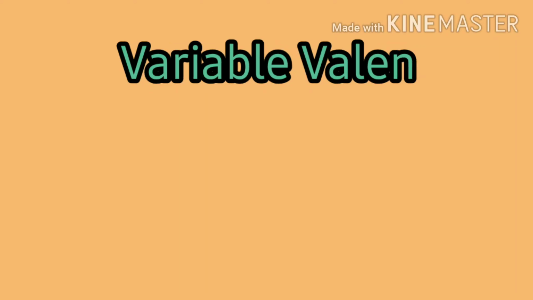So now move to the next concept, that is variable valency. Variable valency means some elements have more than one valency. That's why they are called variable valency. Okay, what do you mean by variable valency? Variable valency means certain elements have more than one valency, so they are known as variable valency.